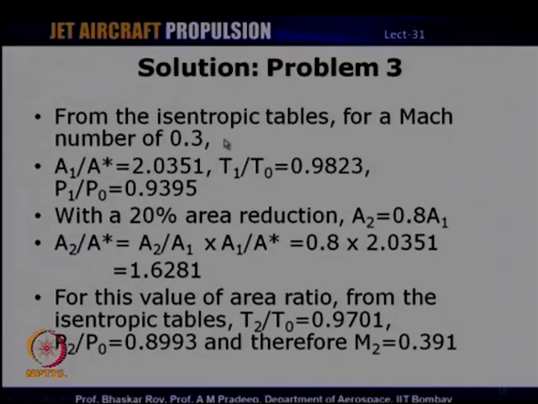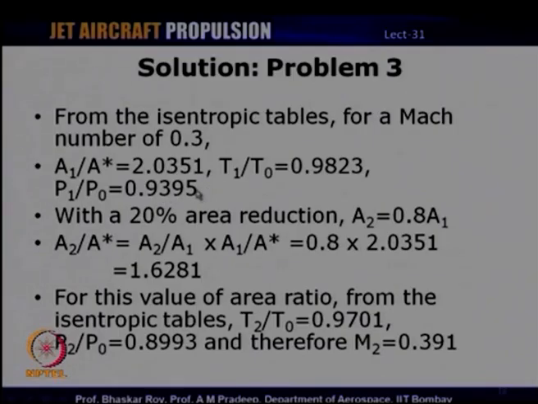So, from the isentropic tables, for a Mach number of 0.3, you will see that the area ratio, that is A1 by A star, where A star corresponds to the throat area, is 2.0351. We can also see from the isentropic tables the temperature ratio T1 by T naught as 0.9823 and P1 by P naught as 0.9395.